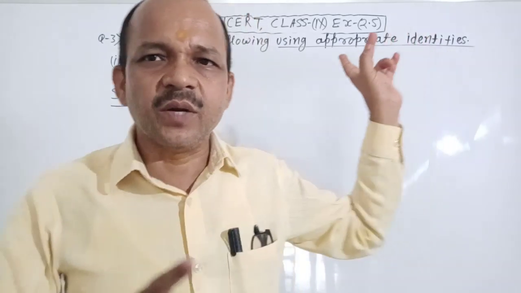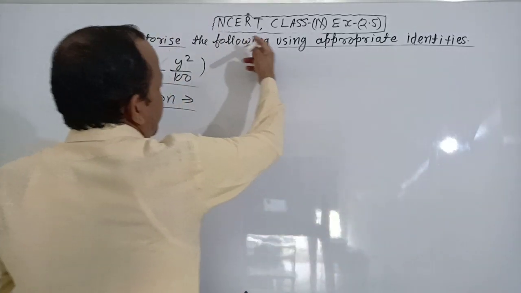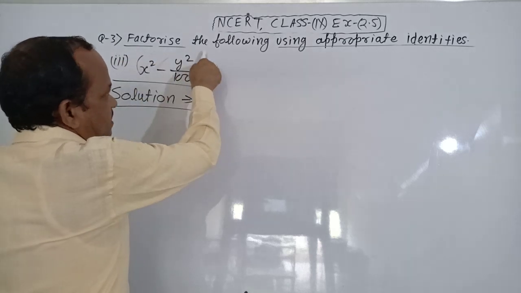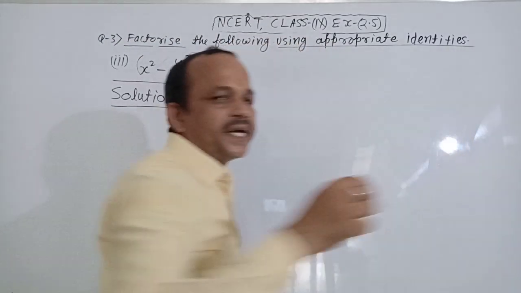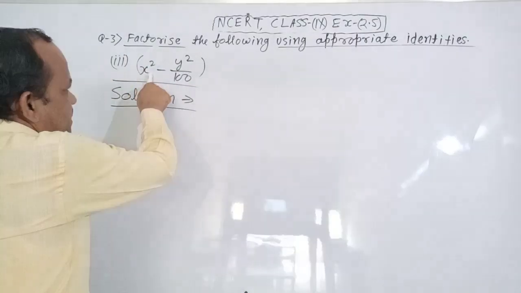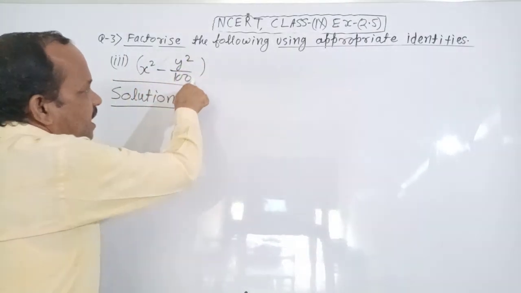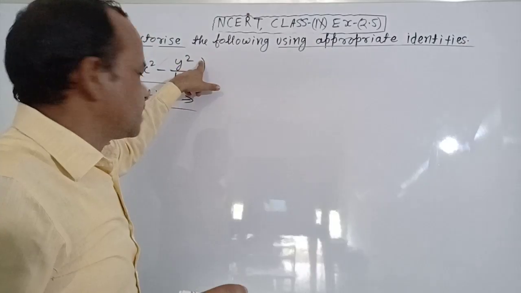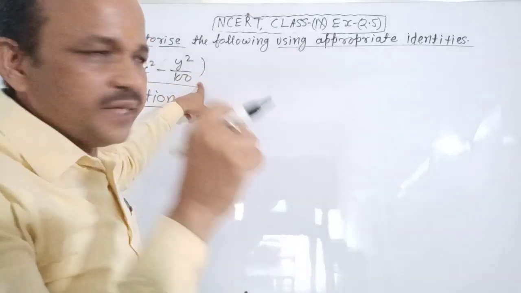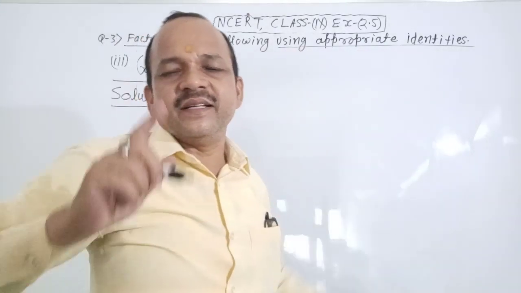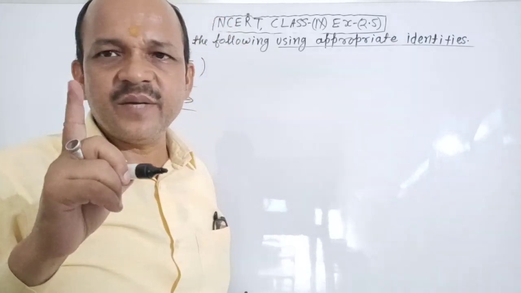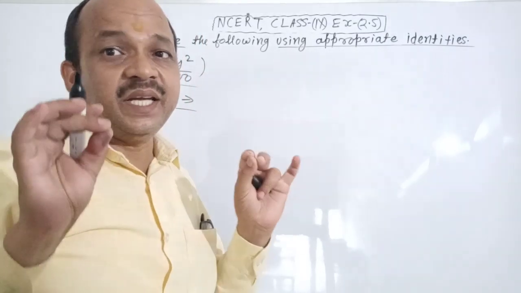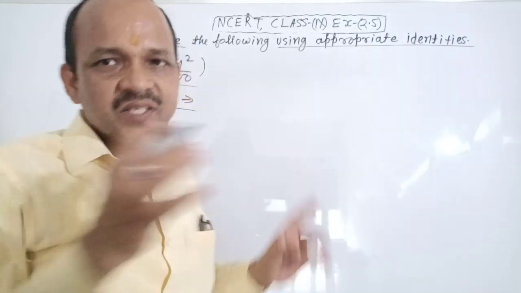Very good. See the book, NCERT class 9, exercise 2.5, question number 3. Factorize the following using appropriate identities. Part 3rd: x square minus y square by 100. Factorize x square minus y square by 100 with the help of an appropriate identity. It is very easy. You can solve this question very easily with the help of the identity. See the way.